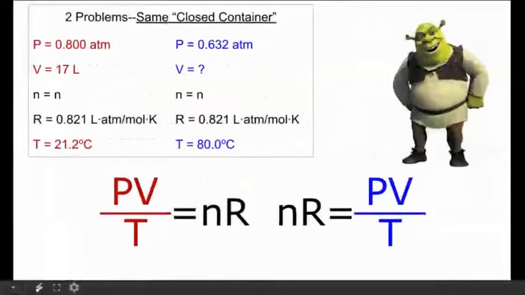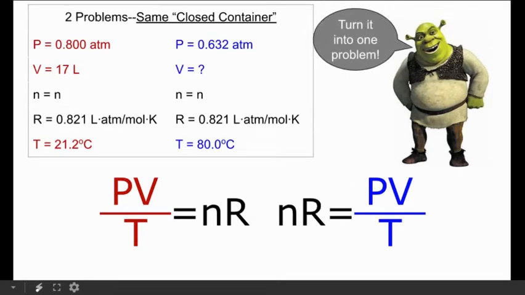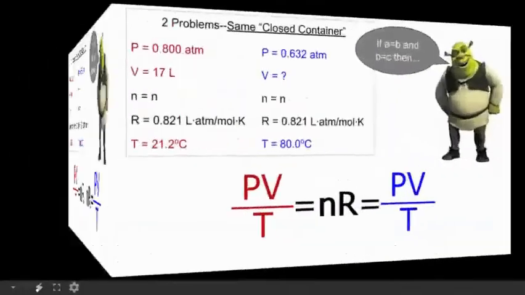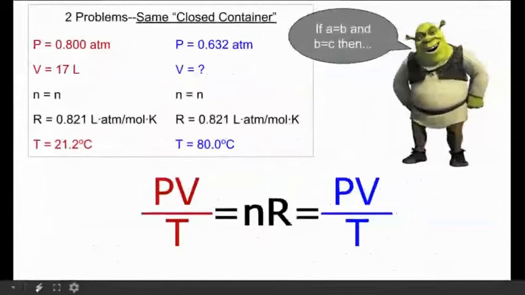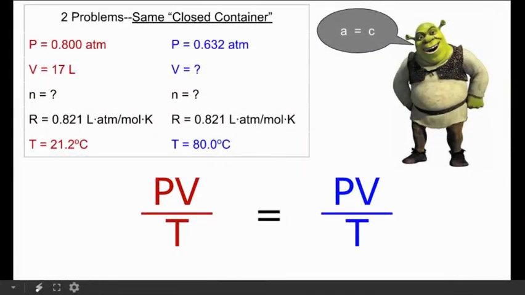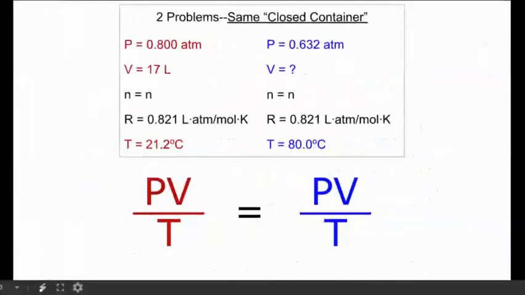Since we have two problems, we can use the same arrangement of variables for both. So the red PV over T is equal to the same nR as the blue PV over T. And Shrek, being the math genius that he is, has an idea for the next step. Let's turn it into one problem. So we know that if both sets of variables are equal to the same thing, those variables are equal to each other. Whenever variables remain equal to each other before and after the change in conditions, they become part of the constant. So in other words, we can think of those as canceling each other out.